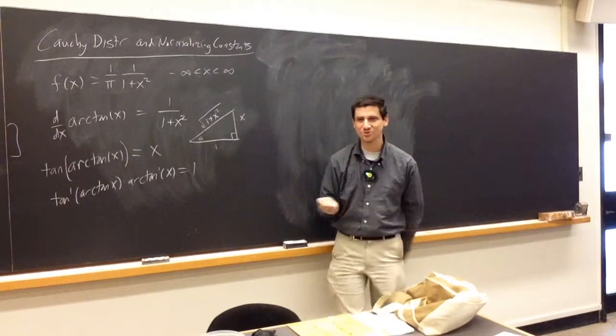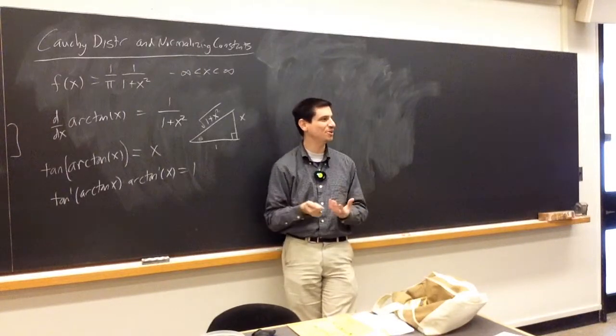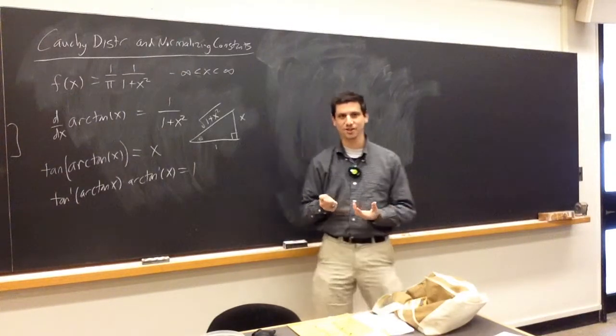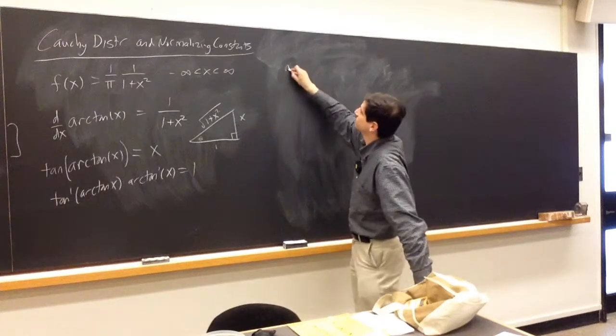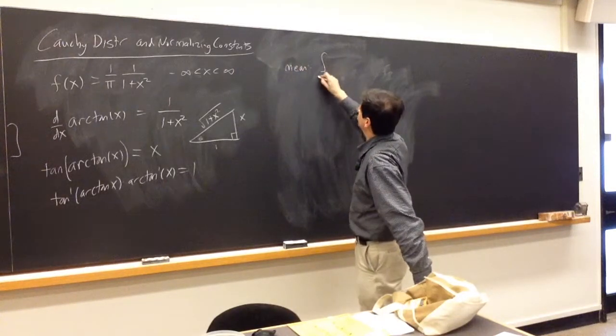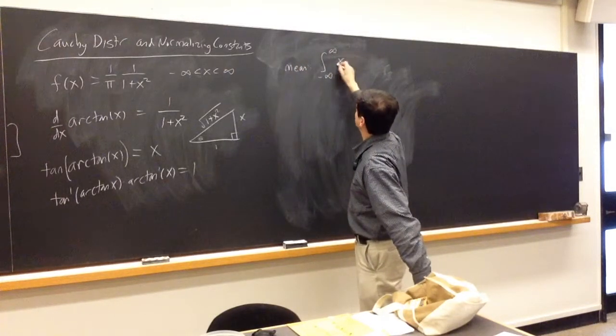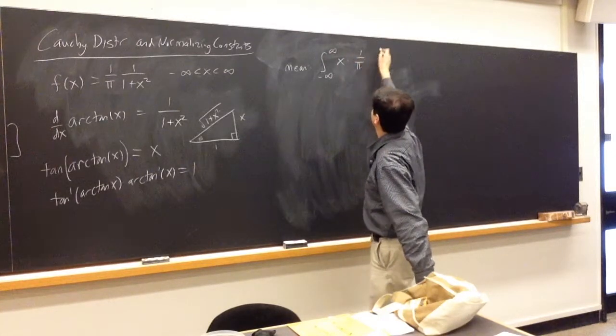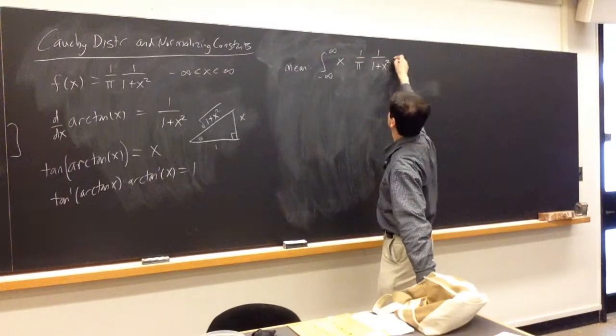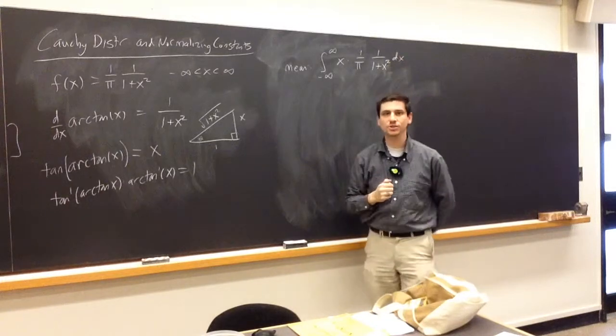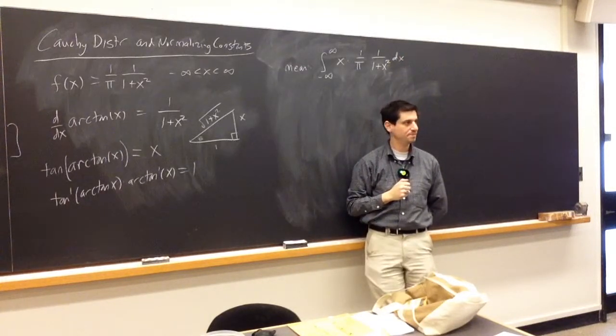The average, right? Medical school students always want to know what is the average. How am I doing relative to the mean? Right? So we would want to calculate the mean. So it's the integral from minus infinity to infinity of x times 1 over pi, 1 over 1 plus x squared dx. What does that integral equal? So what should this integral be?